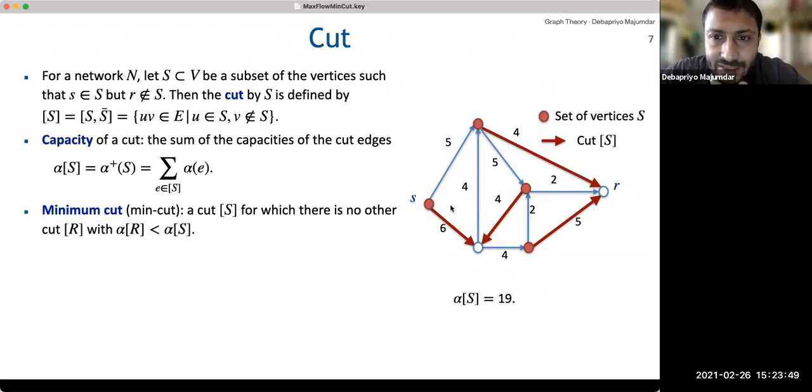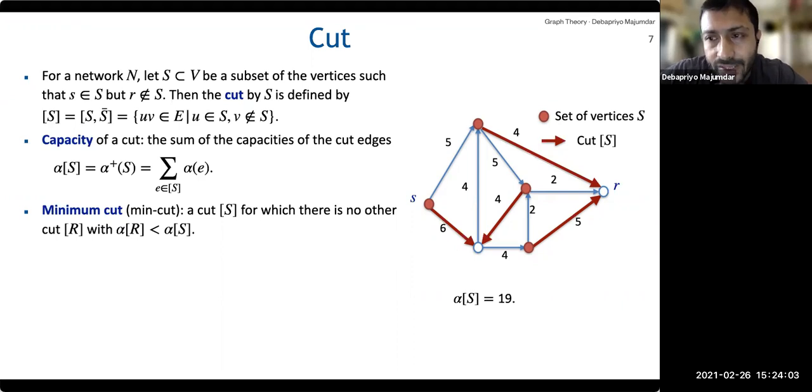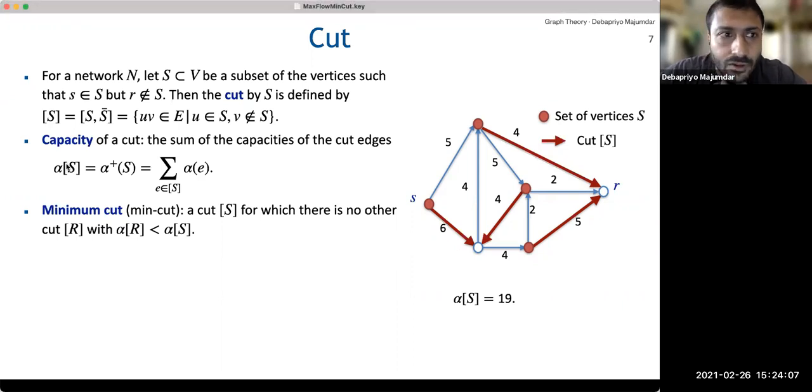So that means here I have two kinds of vertices. S, those are the red vertices, and the white vertices. So whites are the S bar. So all edges from red to white will be my cut. Or in other words, all edges from S to S bar: UV in the set of edges so that U is in S, V is not in S.